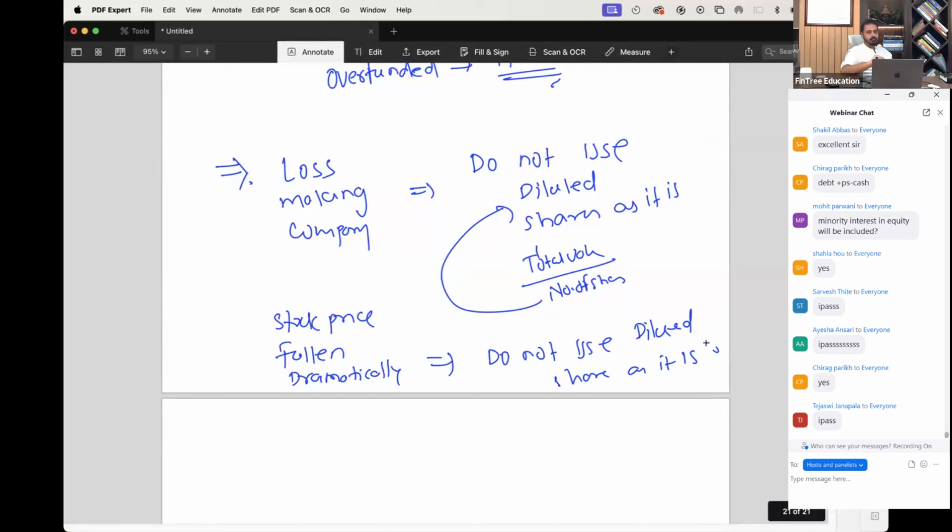So as an analyst, you need to be mindful. In two situations, you cannot use diluted number of shares in the denominator of your valuation formula. What are the two scenarios? Number one, if it's a loss-making company, or number two, if the stock price has fallen dramatically. Because I want you to remember this, because it kind of sounds very juicy to write a question on. This is scenario one, this is scenario two. Make sure you remember these scenarios.